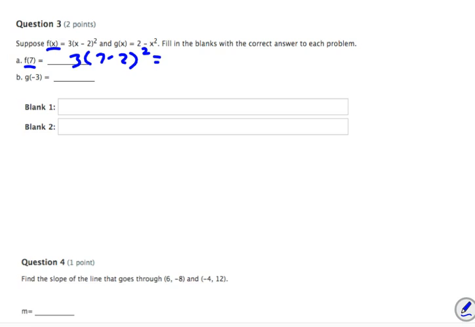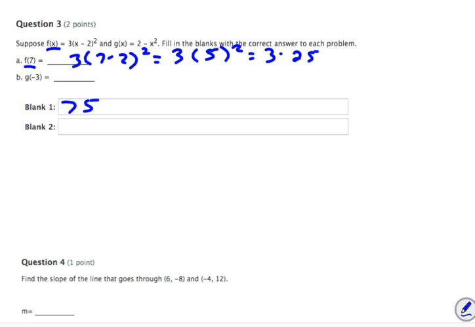chapter 1. Order of operations tells me to do the parentheses, then I have to do the square. Exponents come before multiplying. 5 squared is 25. So the first answer should have been 75. 3 times 25 is 75. The next one, it says find g of -3.